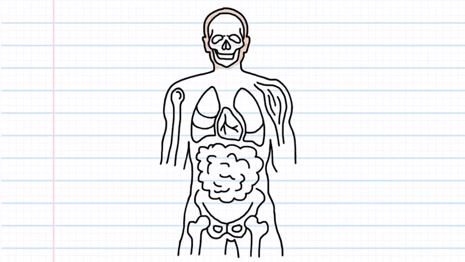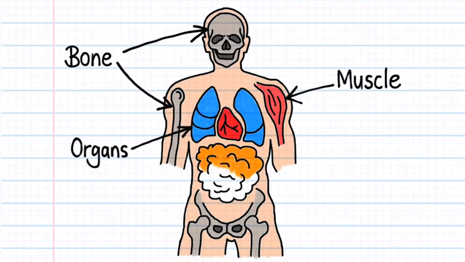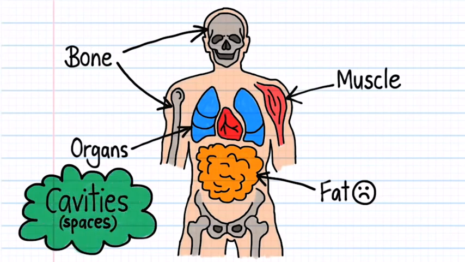If you poke and prod at your abdomen, you might be tempted to think that your body is a solid mass of bone, muscle, organs, and tragically for some of us, fat. But it turns out that our bodies actually contain many important spaces, or cavities.